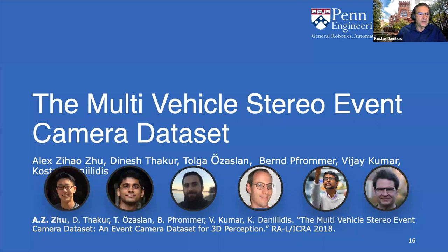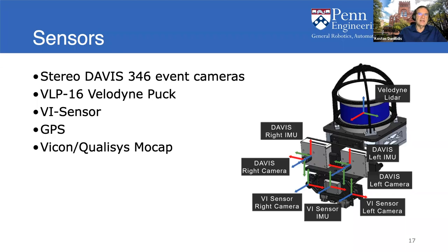And we had created the first really comprehensive motion dataset that is heavily cited and used these days, where in addition to a DVS camera, at that time the DAVIS, we had a VI sensor with a regular stereo camera. We had the Velodyne for the range sensor. And we also had a GPS, and when indoors, we had a Vicon to capture the motion.